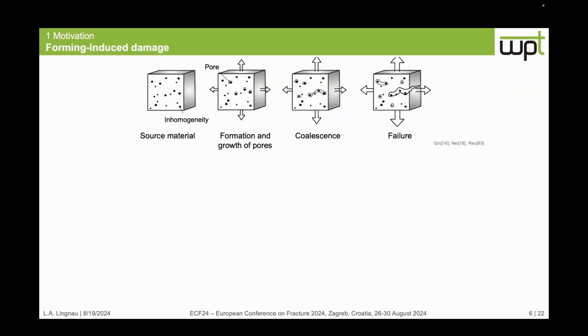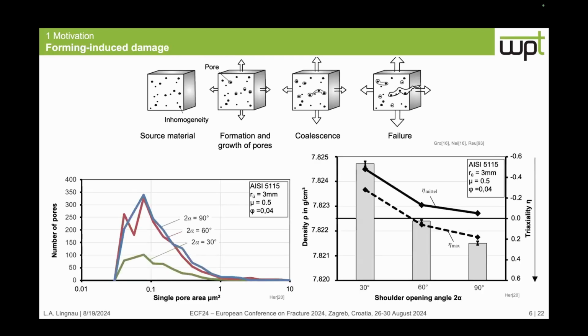So what is damage? In our project, we define damage as forming induced damage, where the source material, for example, the 16MnCrS5 has manganese sulfide inclusions in it. And by forming, it can happen that there is a formation and growth of pores, which can lead to a coalescence or in some drastic cases to failure.